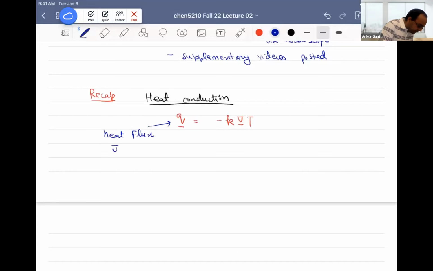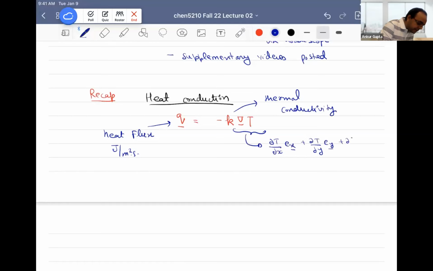It had units of joule per meter square second. We had thermal conductivity K. We found the units last time. And then this was the gradient of temperature, which is simply del T by del X Ex plus del T by del Y Ey plus del T by del Z Ez. So if you know the temperature profile, you can calculate the gradient of the temperature, multiply with the thermal conductivity, and you will get the heat conductive flux. That was the first thing we discussed.